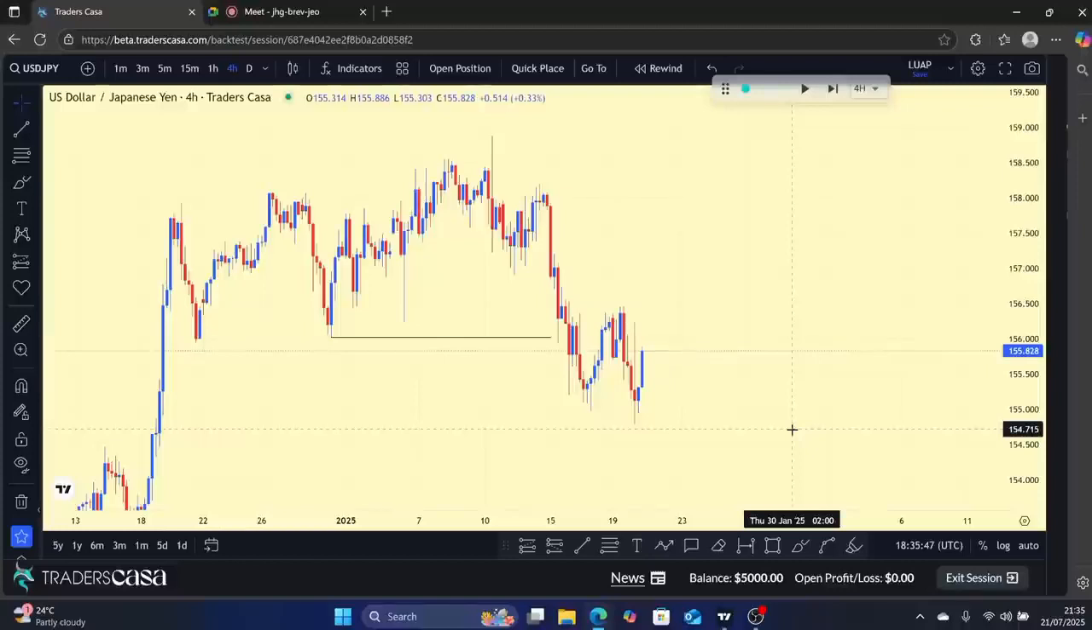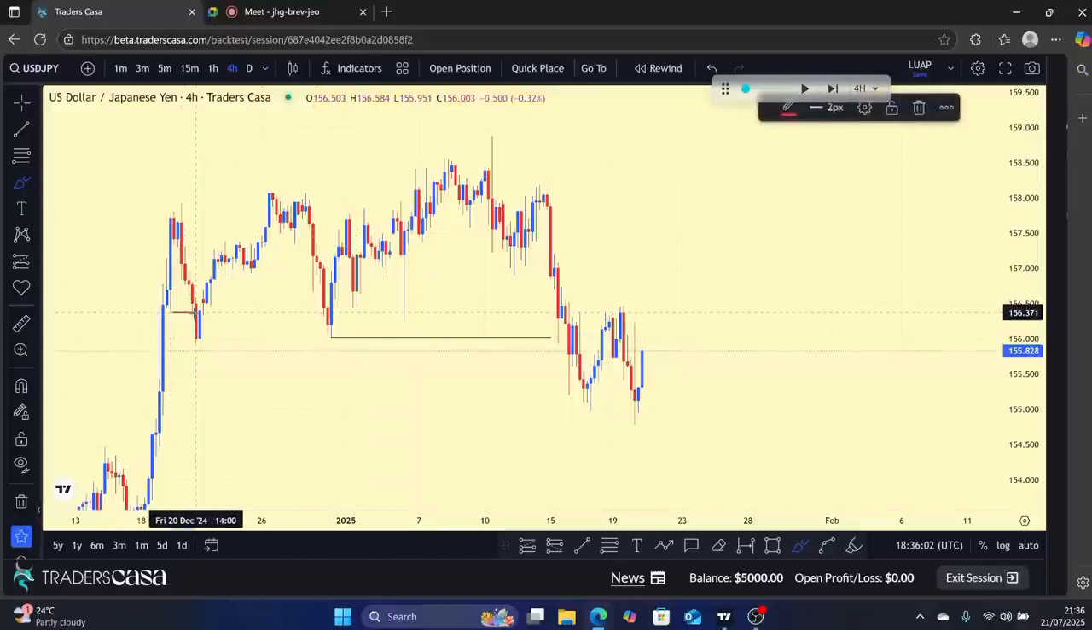Alright, so today we are just freestyling and I will be using the 4 hour. This is USD JPY and you can clearly see where I'm starting. That is January 2025. Yeah, so clearly we can see this one here. Let me just write here.